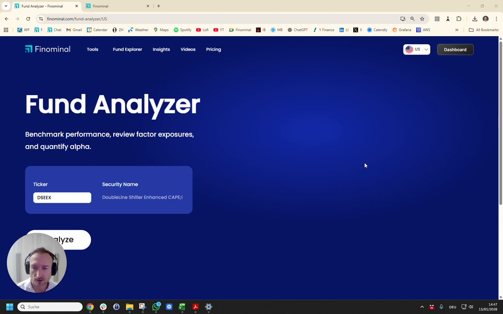Today we're going to look at DoubleLine's Shiller Enhanced Cape Fund, which trades under the ticker DSEEX. The fund manages more than $3 billion, charges 55 basis points, and has an interesting strategy. It provides exposure to fixed income as well as equities, and effectively represents a leverage product because a 100% allocation goes to fixed income and an additional 100% allocation goes to equities.